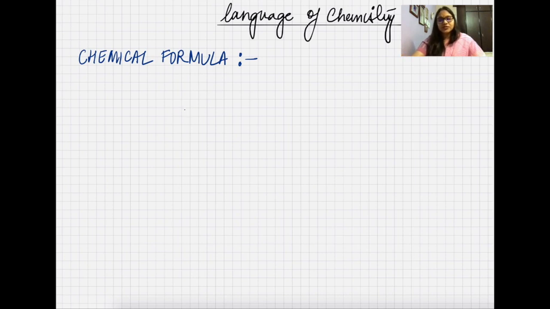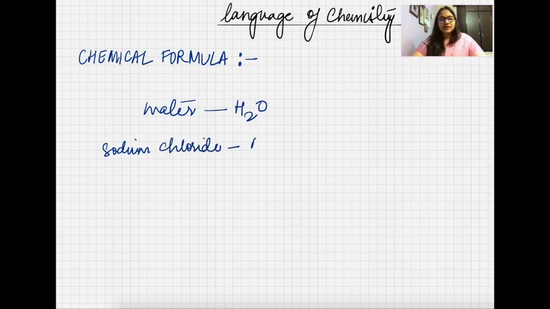So when you use symbols to write down the formula to represent a molecule or a compound, then that representation of the compound or a molecule of a compound with the help of symbols is called chemical formula. Now the most common chemical formulae, I think you're very familiar with water. Water's chemical formula is H2O, and sodium chloride, its chemical formula is NaCl.